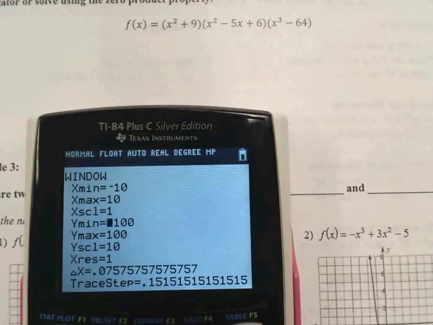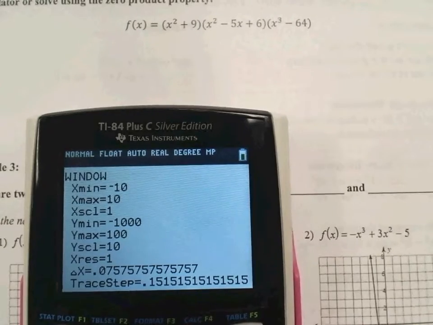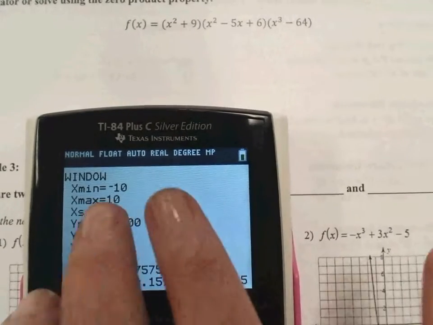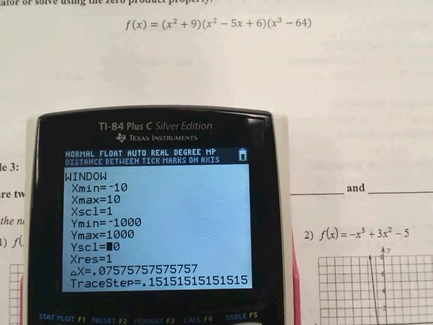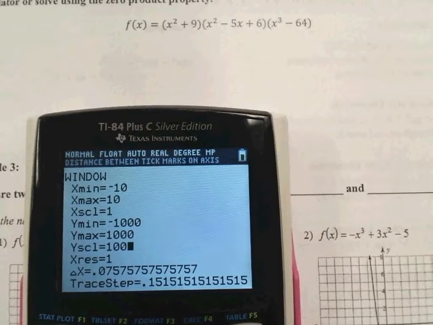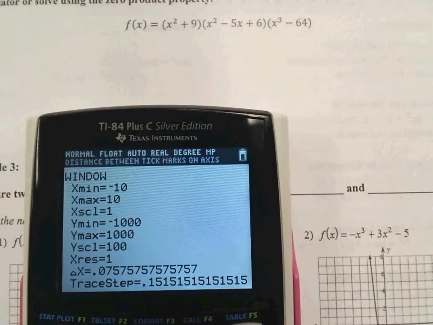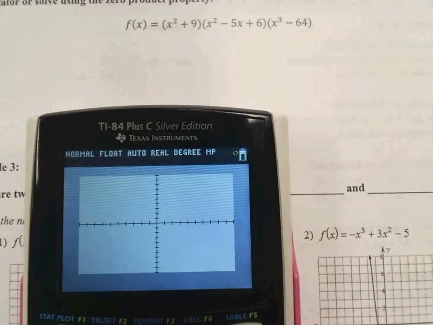So at the end of my y min, I'm going to change it from negative 100. I'm going to add a 0 there, so it's going to be a negative 1,000. So change your window for your y min and your y max. And at the same time, I also change the scale. So I'm going to change that to a scale of 100. So that avoids that problem of having so many increments on the y-axis that it looks like a solid, thick line.